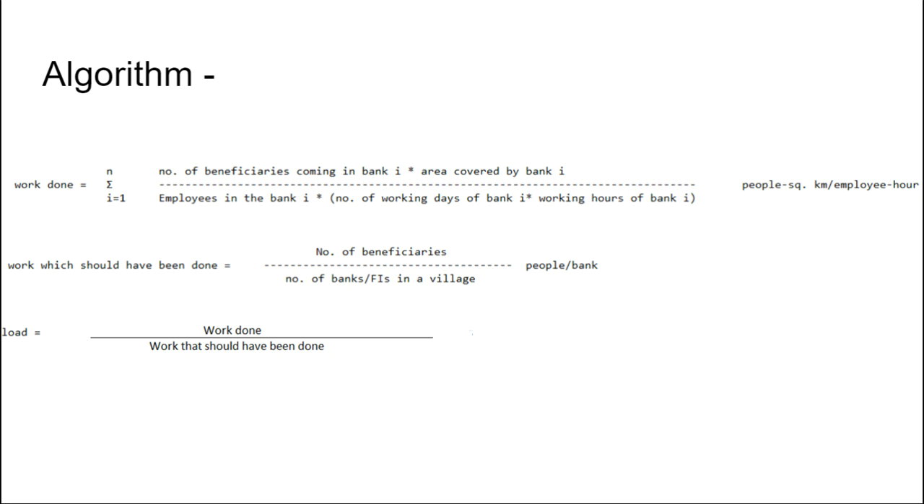Here the total work done can be defined as the summation of work done for each bank from 1 to n, where n is the number of banks present in the given area, which is calculated by the given formula. Now to calculate load, we must compare the total work done with work which should have been done, which is calculated from the given formula.